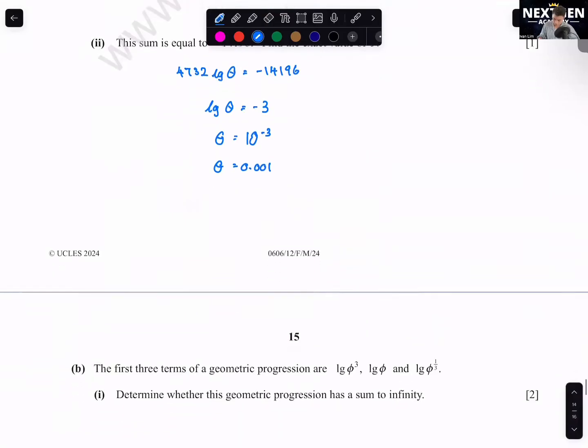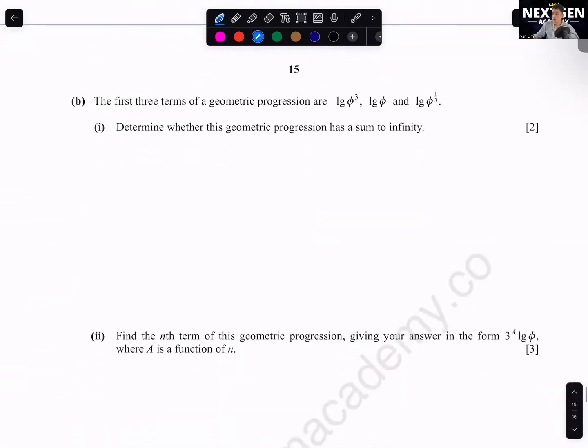Okay, last one. Just now they all said this is where most of you get stuck, right? Question B. The first three terms of a geometric progression are log 5 cubed, log 5, and then log 5 to the 1 over 3. Determine whether this geometric progression has a sum to infinity. What is the condition for sum to infinity? We first have to know that first.